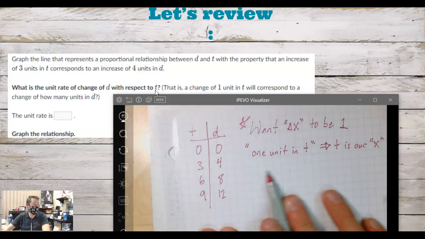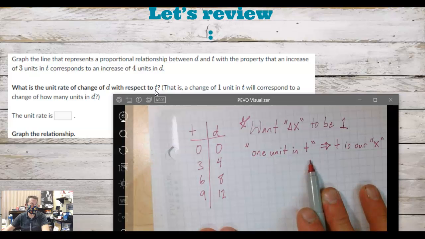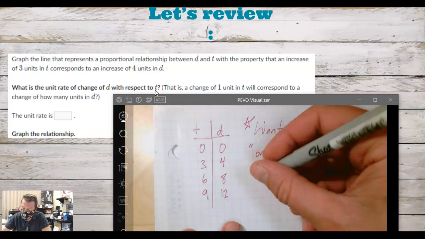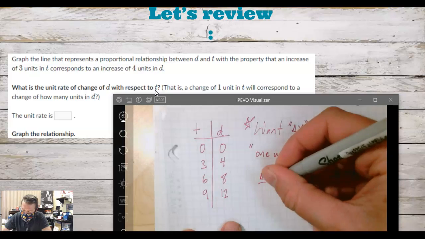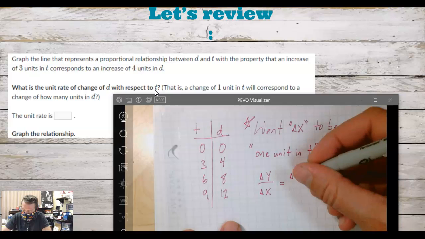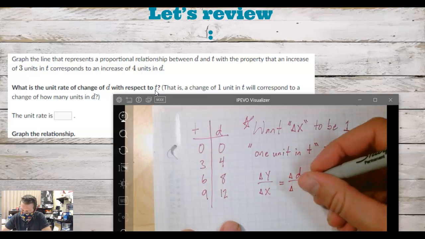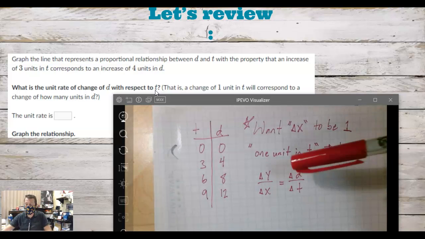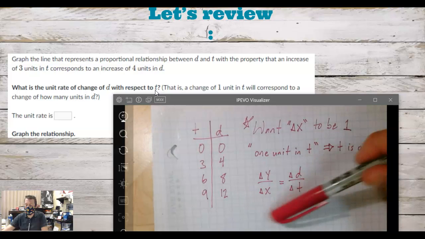When the problem says 1 unit in t, that tells us t is our x, because we want x to be 1. It makes life easier. So if we set up change in y over change in x, well, that's really change in d over change in t. Are you with me? Who's confused how I got this jumble of letters?